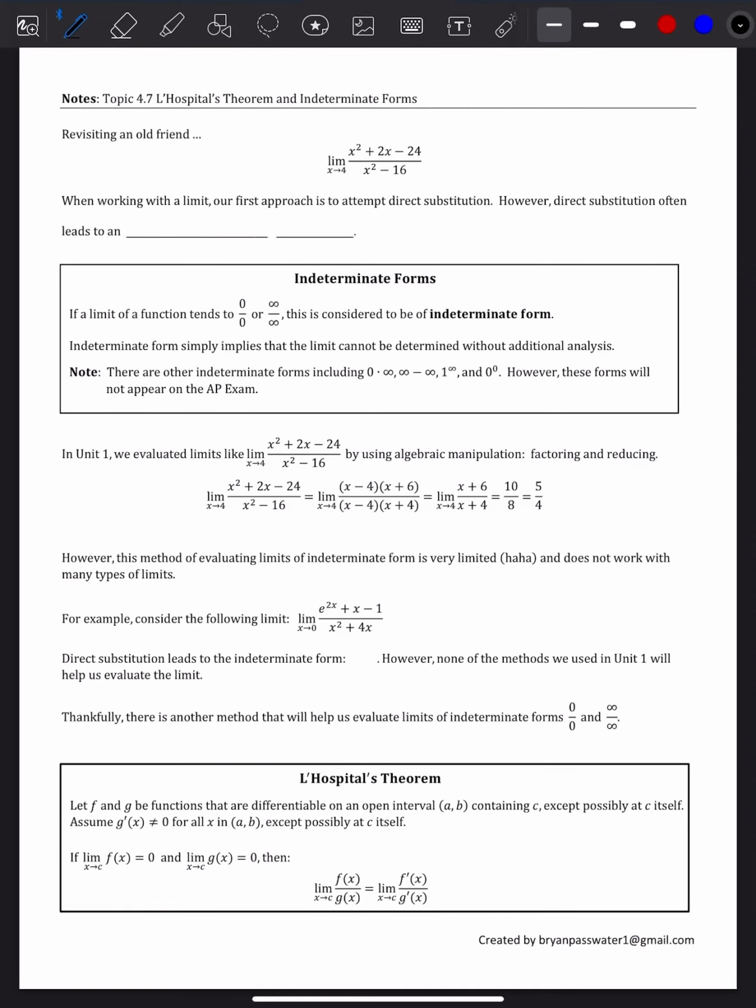Today we're going to be talking about L'Hopital's rule. If you are in BC Calculus, you will know what I mean by revisiting an old friend. If you are in AB, then you are in for a treat.